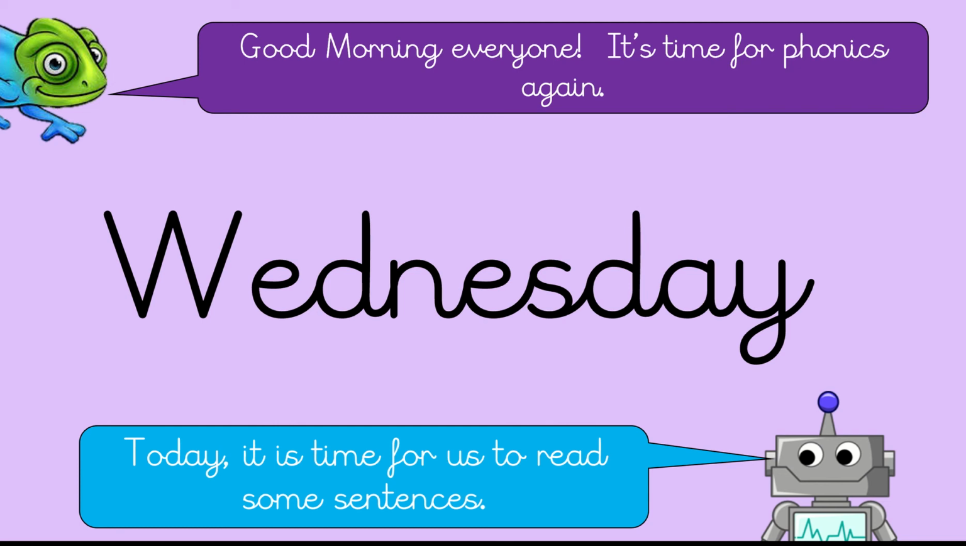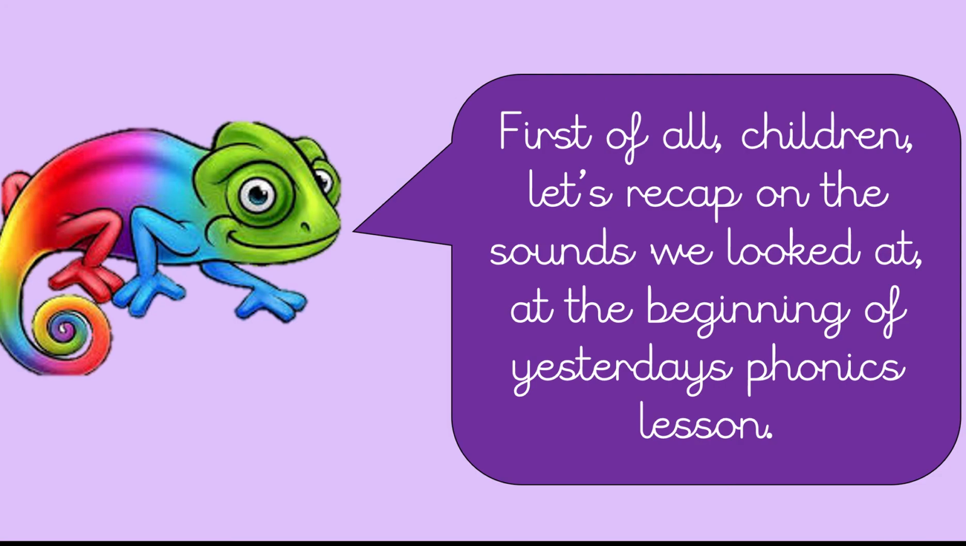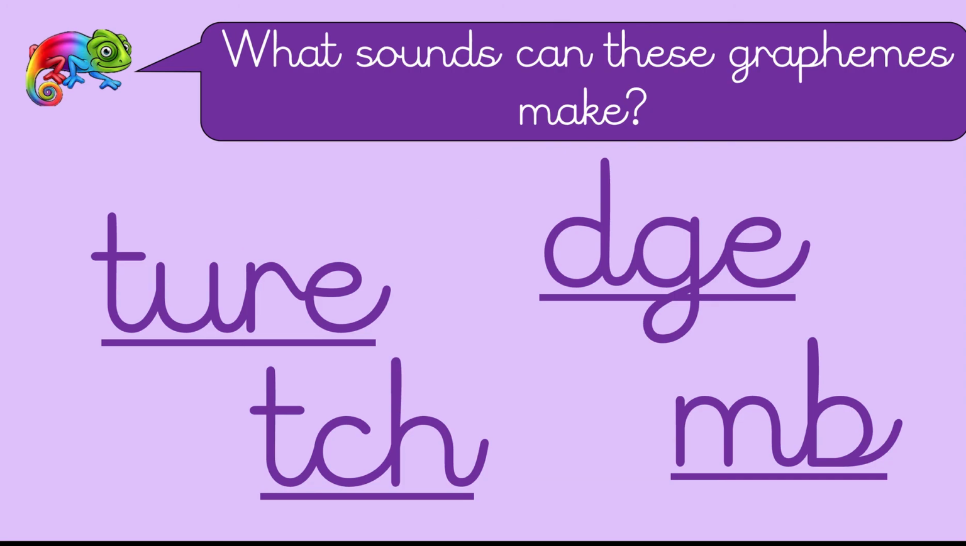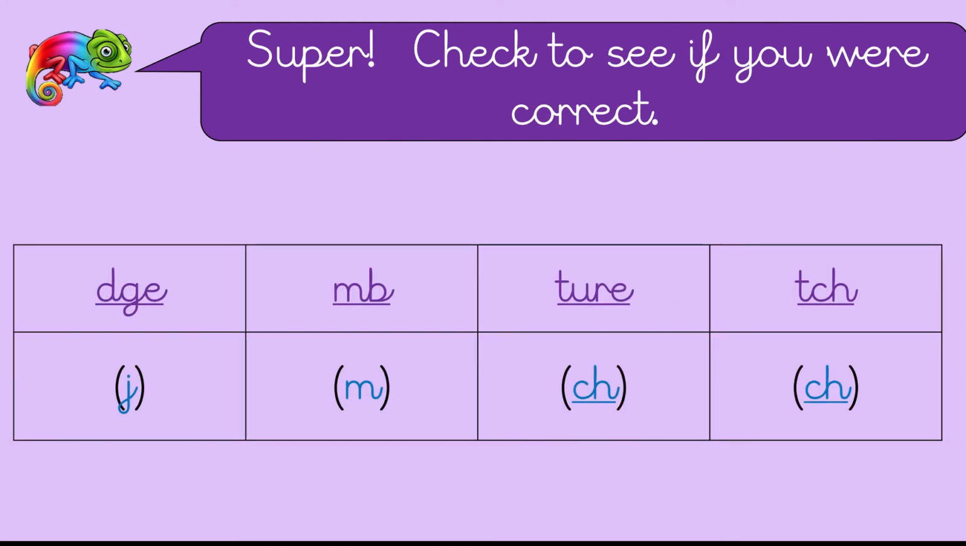So happy Wednesday everybody. Time for us to get on and have a look at what we've got to do. First of all, children, let's recap on the sounds we looked at the beginning of yesterday's phonics lesson. Let's see if you can remember the sounds for these graphemes. You have a go. Did you remember what they all were? Let's have a look at the next slide and see if you were correct.